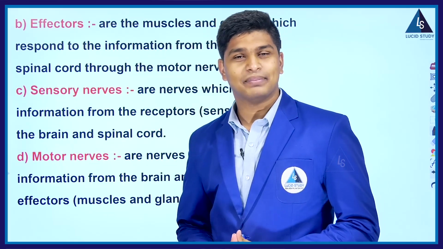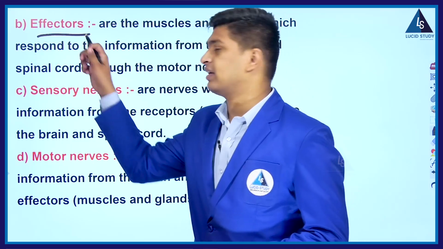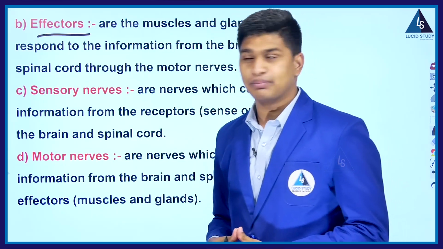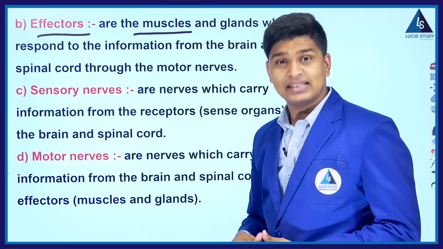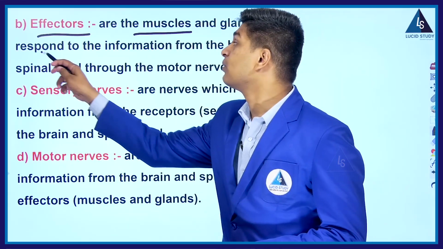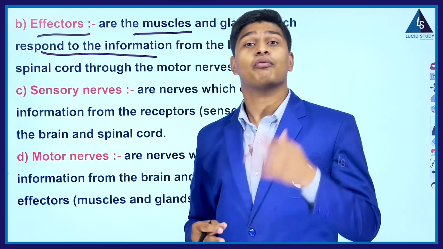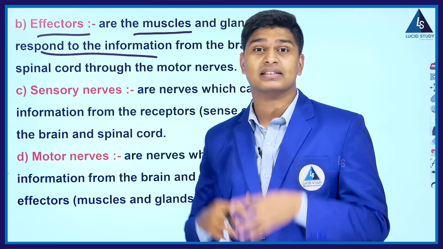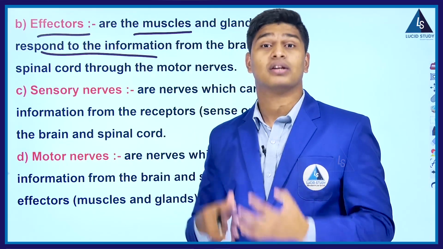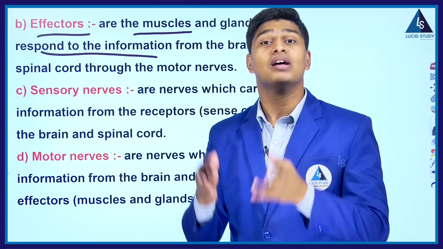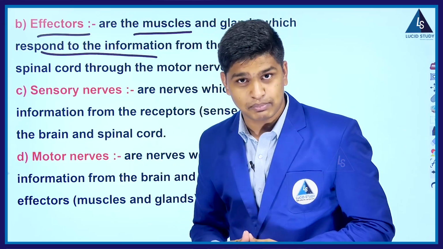And after receptors, now we will talk about effectors. Now, what does effectors mean? They are the muscles and the glands which respond to the information. As we know, receptors are nothing but the sensory organs which receive the information and send it to the brain or the spinal cord.